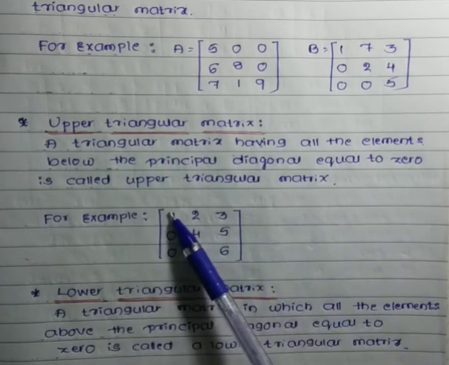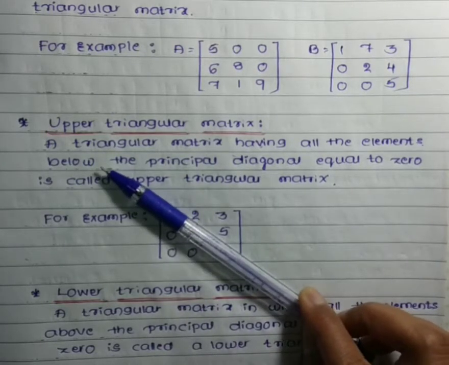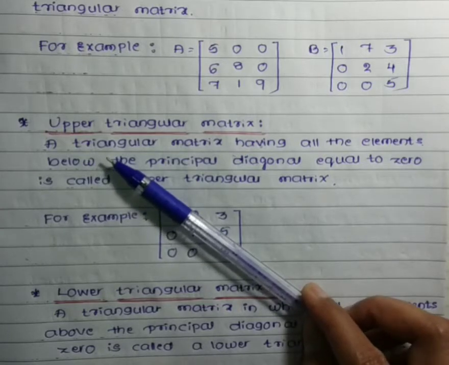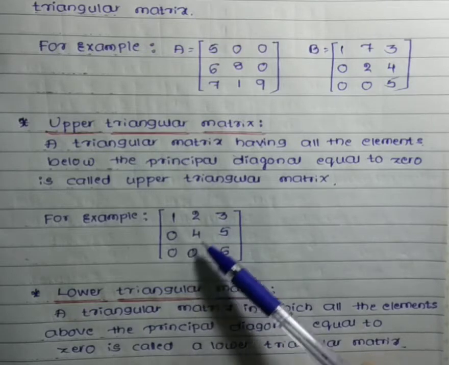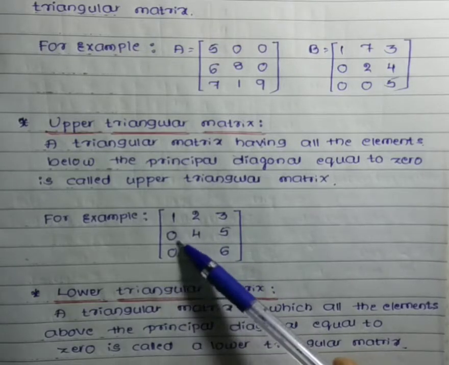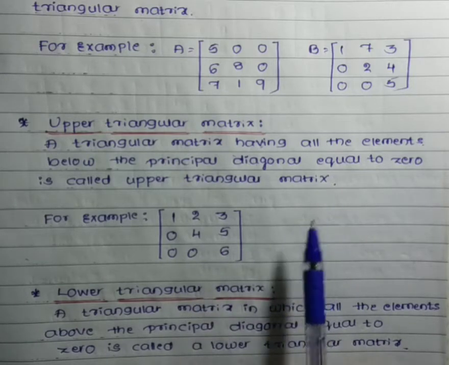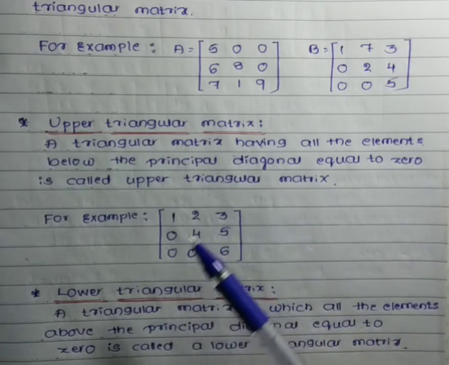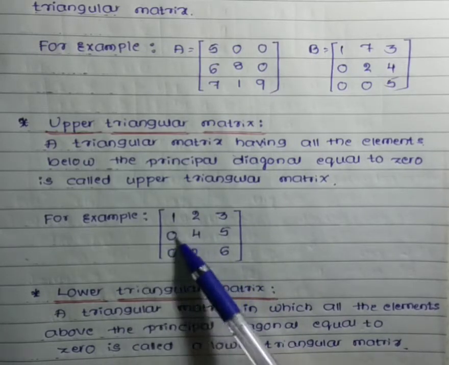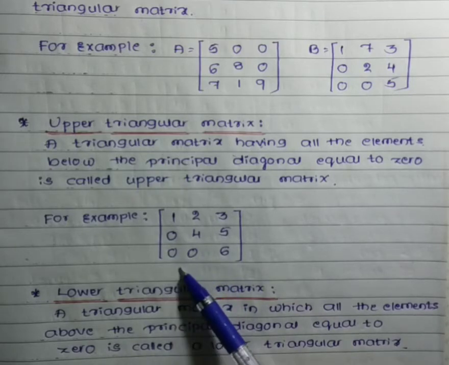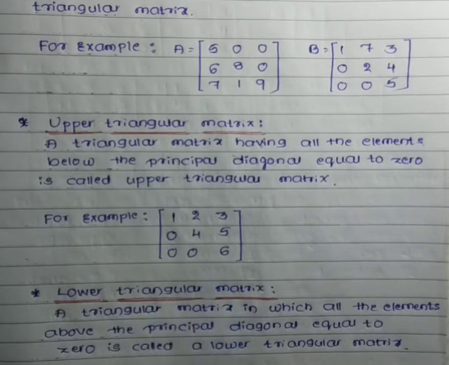It means in any given square matrix, below the principal diagonal, if all the elements are 0, see, we can observe here below the diagonal all the elements are 0, therefore this is an example for upper triangular matrix. So in upper triangular matrix, always below the diagonal whatever elements are there, all those elements will be equal to 0. So here this is an example for upper triangular matrix.